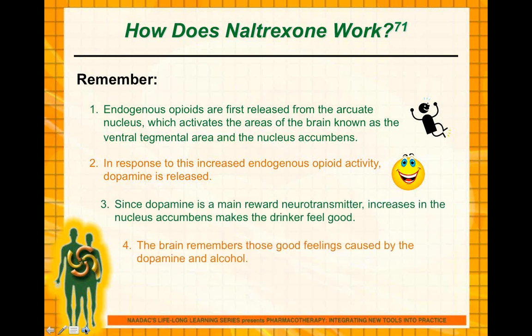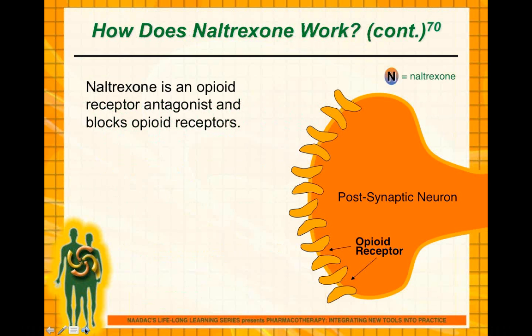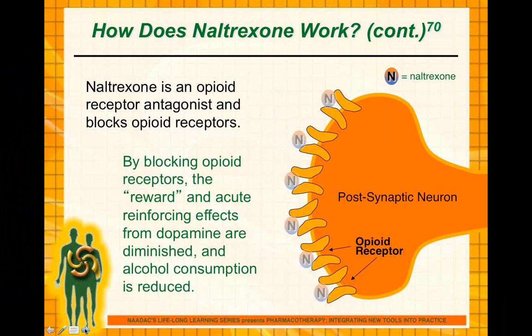And so the brain remembers those good feelings, and they want to do it again. And so how naltrexone works is that it sits on those opioid receptors and blocks them. So when someone drinks, they do trigger the opioid release, but the opioids are not able to sit on these receptors, which then goes forward and creates a dopamine release. So it really just stops it right there in its tracks.